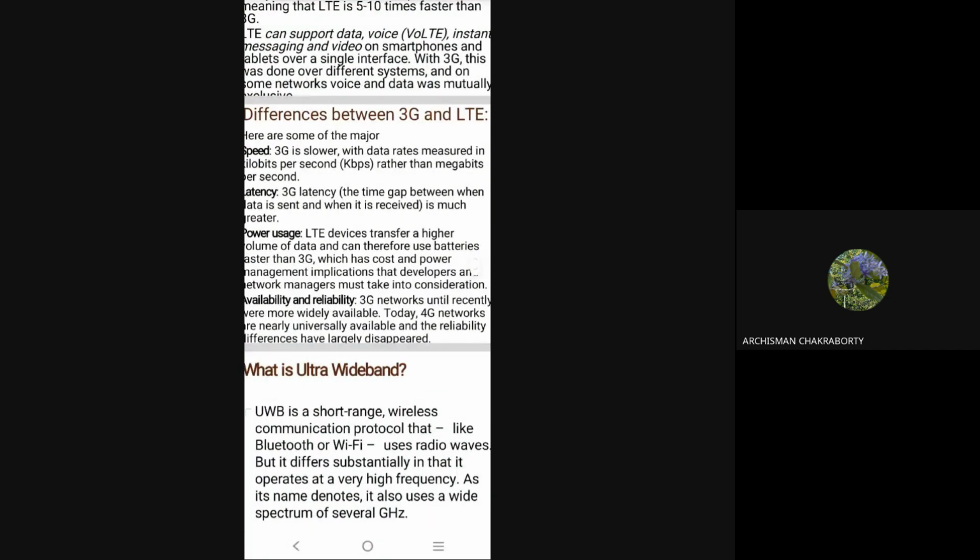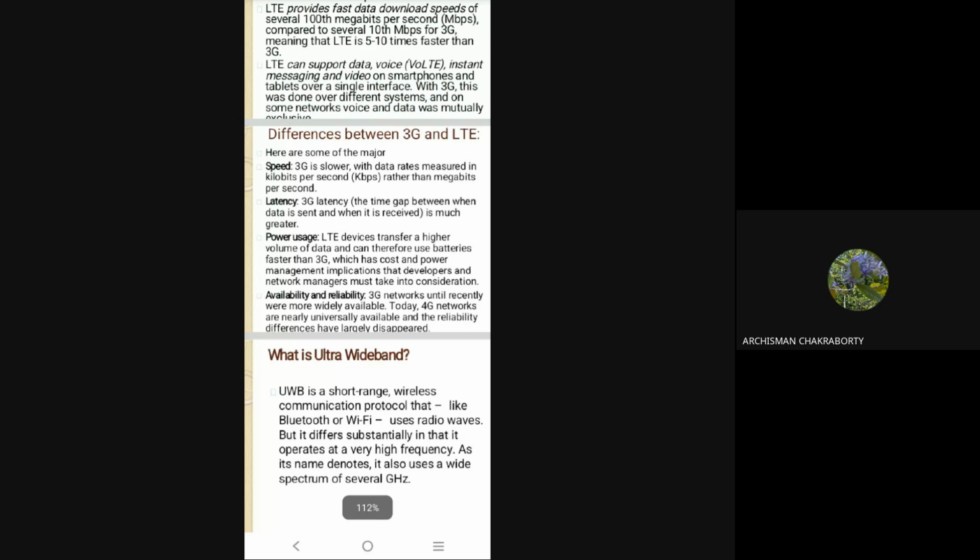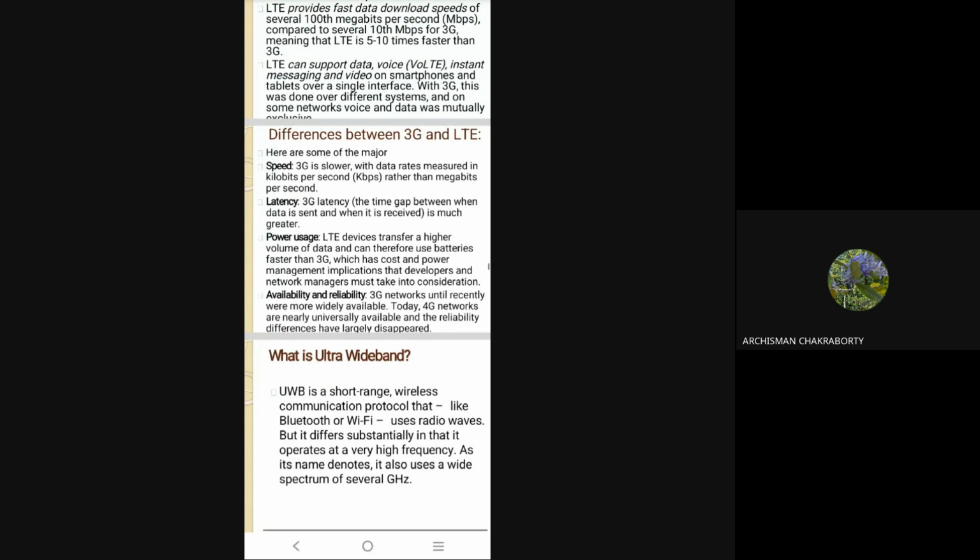So the second is latency. As we discussed, latency is the time gap between when the data is sent and when it is received. The 3G latency is much greater, that is, it takes more time from the sender to the receiver.